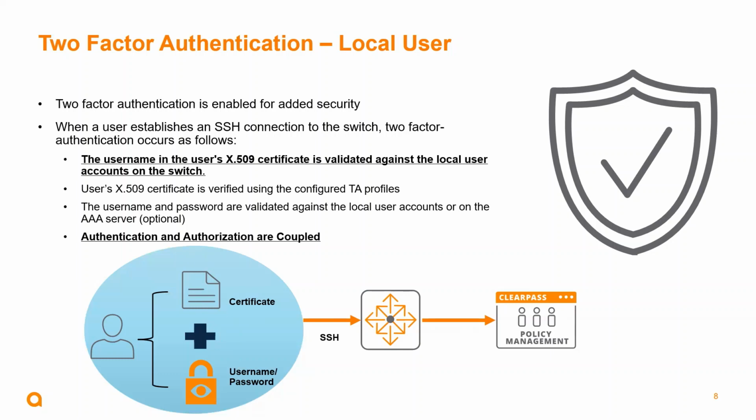In brief, authentication and authorization are coupled. So when we are using the authentication source as local, the authorization also should be local. If we are using authentication source as AAA server, then the authorization source also should be the same AAA server. So this is how the two-factor authentication was working in our switches till now. So let's see what enhancement was added in this feature for DoDin APL certification.